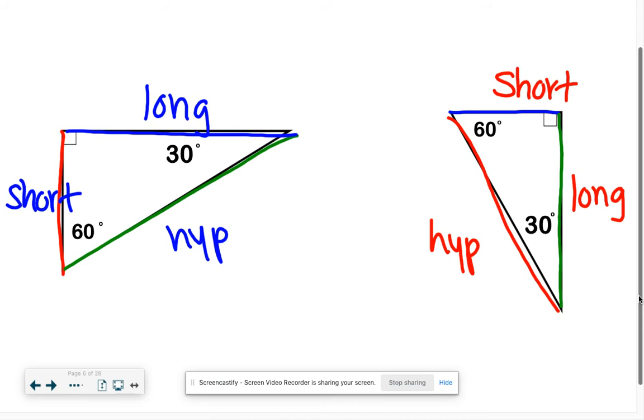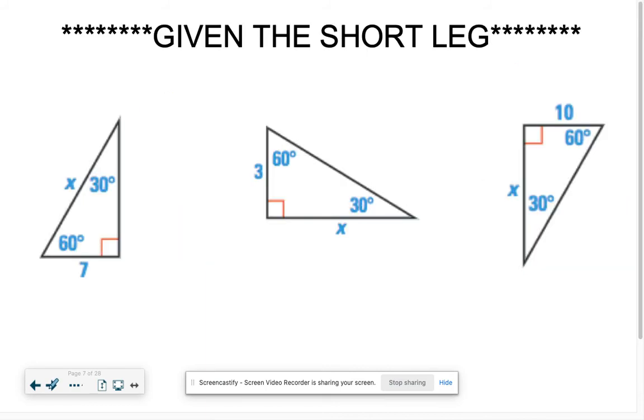Nothing changed. I thought you changed the numbers around. I mean, you didn't. Are you okay now? Yes. Okay. Super. All right. Now let's try some actual numbers. So we have 3 different kinds of situations that can happen. The easiest way to start is if you're given your short leg first.